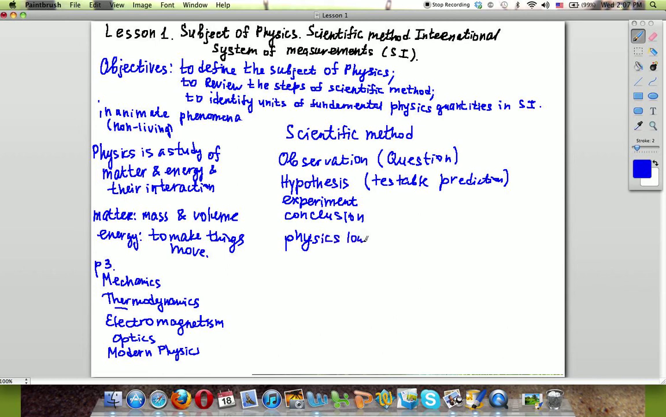So the physics law is a rule of nature, and it establishes the relationship between different physics quantities.